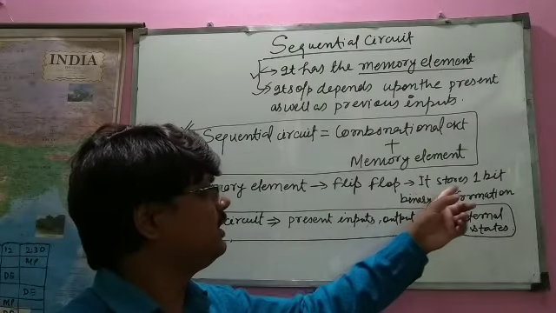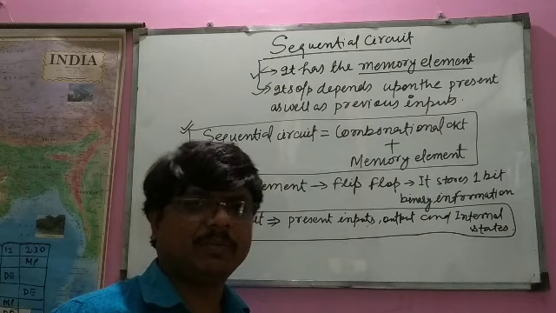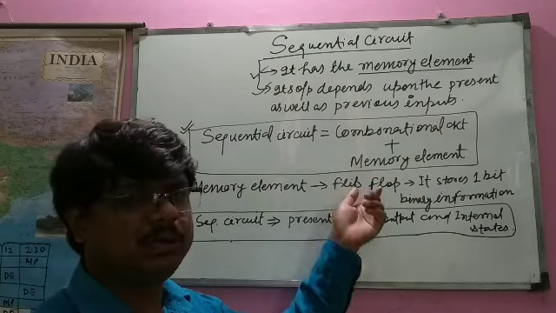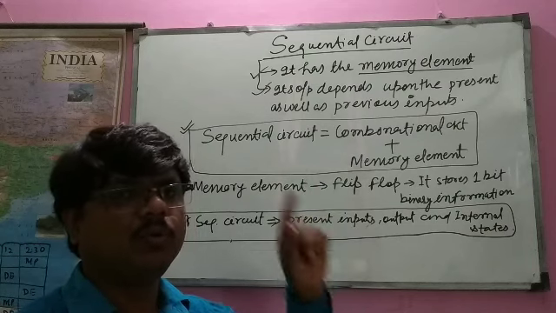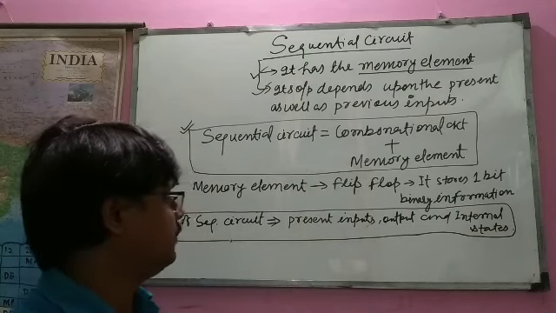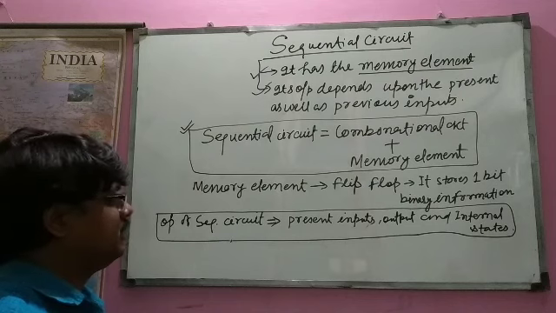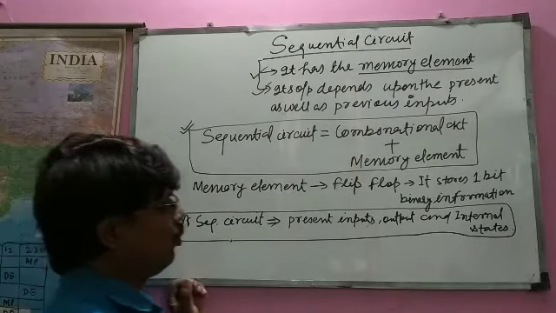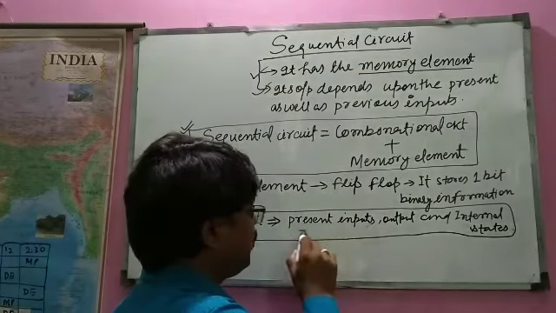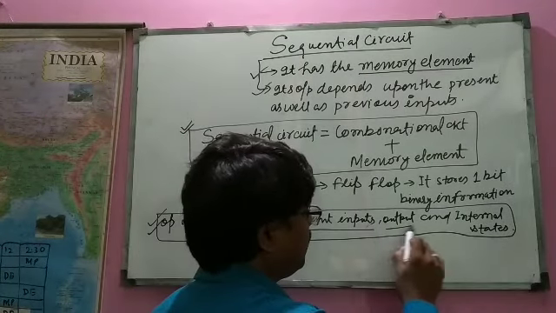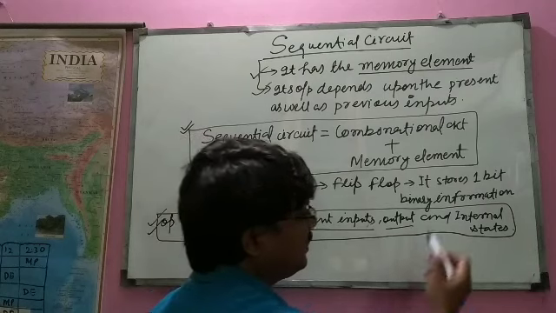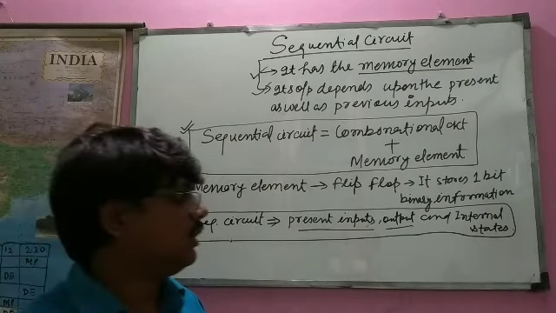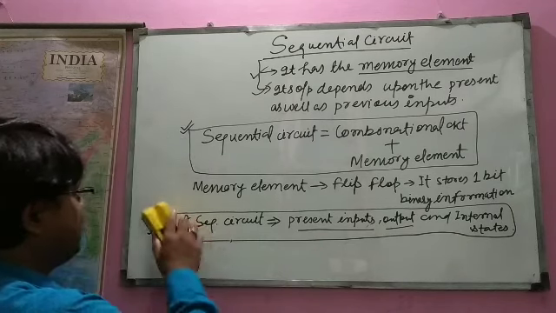It stores one bit of binary information. Binary information means 0 or 1. So the flip flop has the capability to store either 1 or 0. So it has memory. This is the reason the output of a sequential circuit will be a function of the present input and the internal states. So this is the sequential circuit.